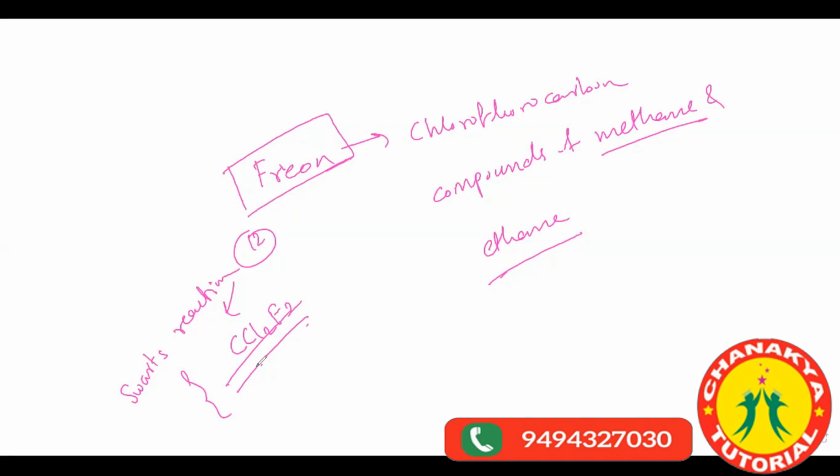You might have learned it from grade 8 onwards. 8th, 9th, 10th, 11th, 12th, right? Since the last 4 years, you're learning this. Ozone layer depletion. Clear? What is the term for this? Chlorofluorocarbon compounds of methane and ethane. Fine.